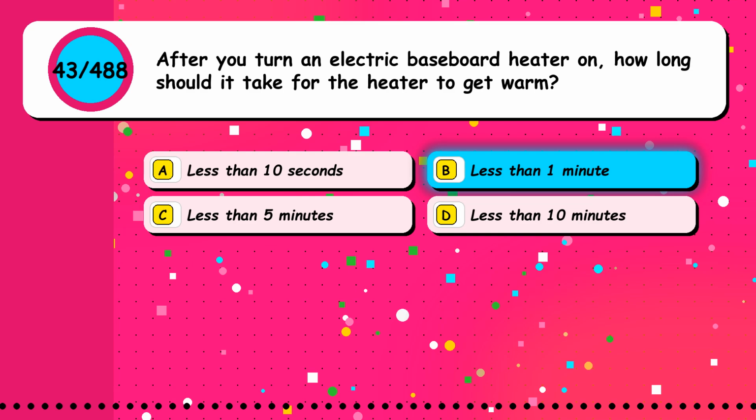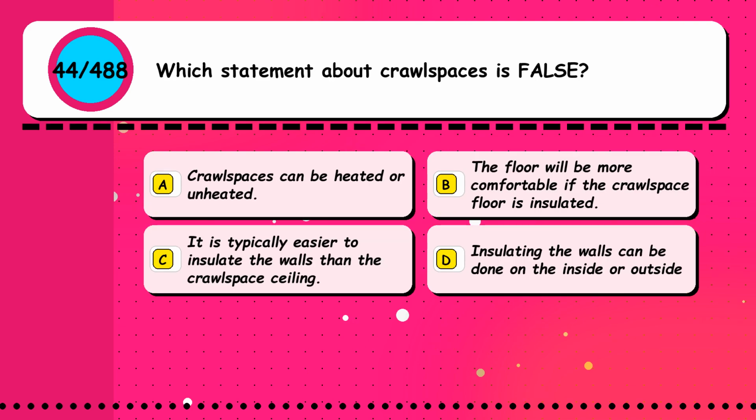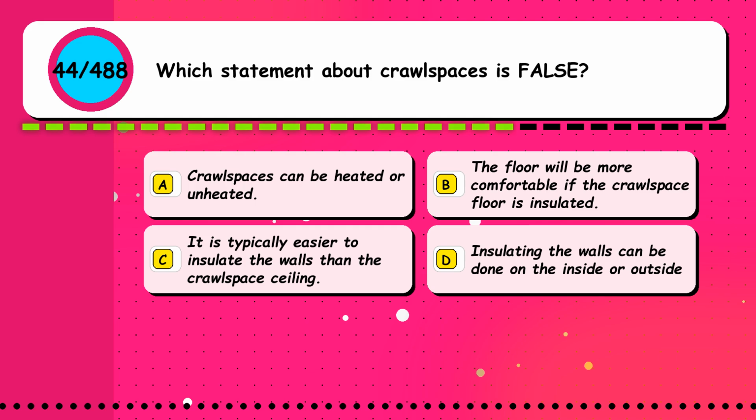The correct answer is option B, less than 1 minute. Question 44. Which statement about crawl spaces is false? Option A, crawl spaces can be heated or unheated. Option B, the floor will be more comfortable if the crawl space floor is insulated. Option C, it is typically easier to insulate the walls than the crawl space ceiling. Option D, insulating the walls can be done on the inside or outside.